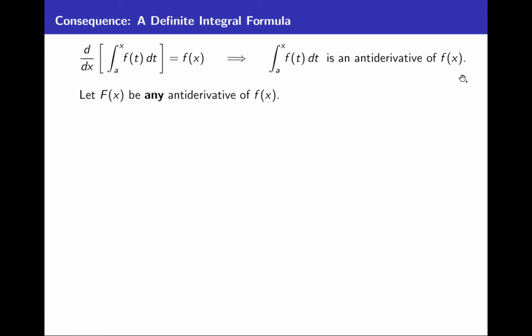Now, here's what we're going to do. Let's let big F(x) be any antiderivative of f(x), of little f(x). Now remember, little f(x) has lots and lots of antiderivatives, big F(x) plus c. Just take any one of them. Like maybe think about your c being equal to 0, perhaps. So big F(x) is any antiderivative of f(x).